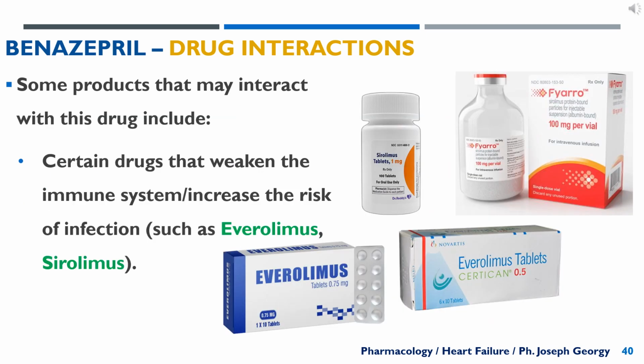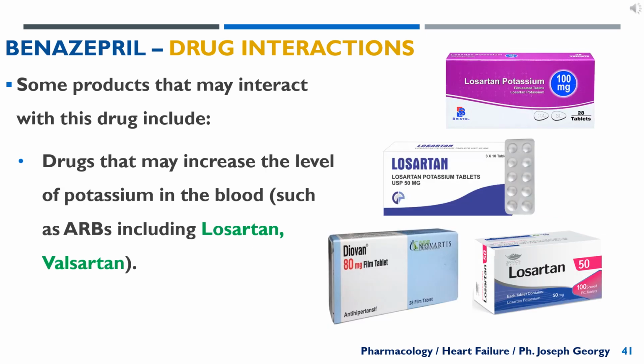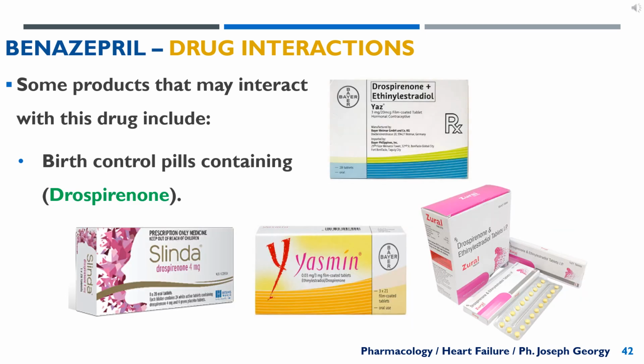Some products that may interact with this drug include certain drugs that weaken the immune system or increase the risk of infection, such as everolimus and sirolimus. The second category of drugs that can interact with this drug are the drugs that may increase the level of potassium in the blood, such as ARBs or angiotensin receptor blockers, including losartan and valsartan. Birth control pills containing drospirenone also can interact with this drug.